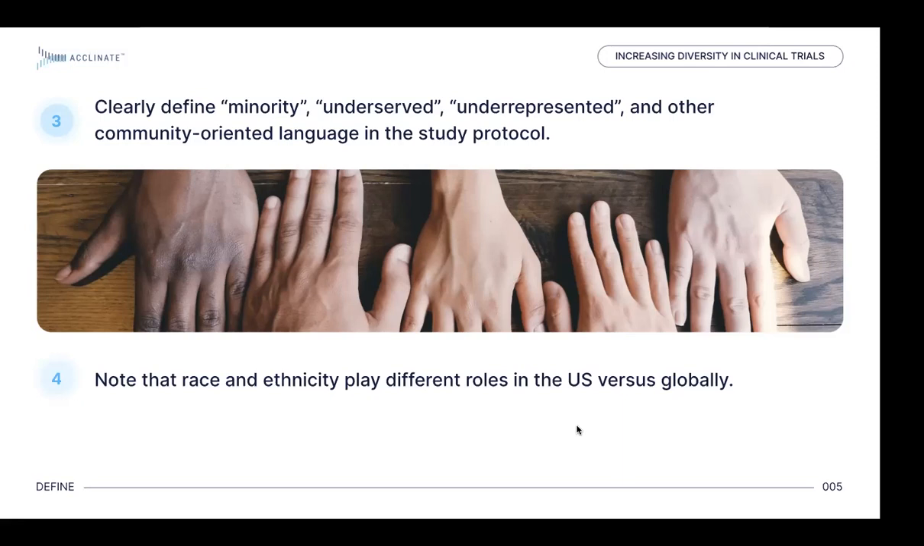And then point 4 is around race and ethnicity playing different roles in the US versus globally. This is something that we don't have a full solution for, but we know that it's a challenge, and we really want companies to be mindful and be open to being nimble when trying to address their diversity targets and their approaches in the US versus other countries.